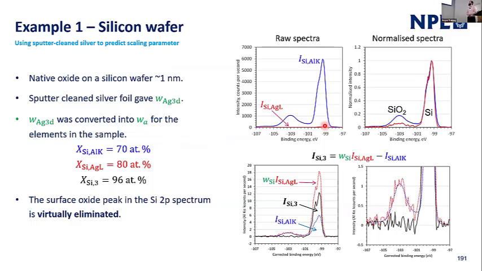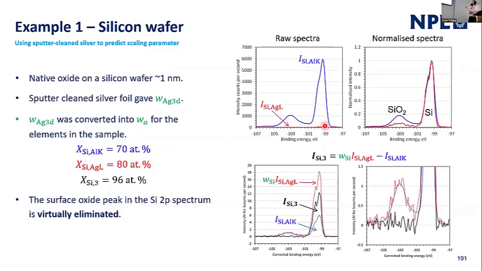So I'll give a few examples. So, silicon wafer, this is with a native oxide. This probably gave, I think, the best example of the algorithm working. It's a very thin film, it's only 1 nanometer. We sputter cleaned, obviously, as I mentioned before, we've got a thin film oxide. We haven't got homogeneous material to start with here. So we measured a piece of sputter cleaned silver. We determined a scaling factor for silver 3D. And then that was converted into the scaling factor for silicon 2P.